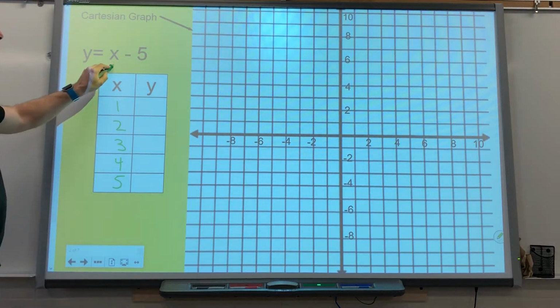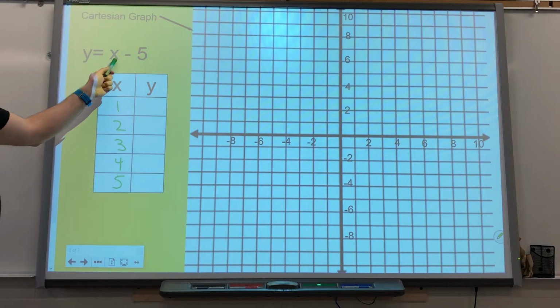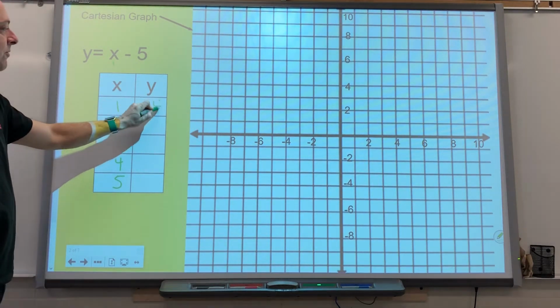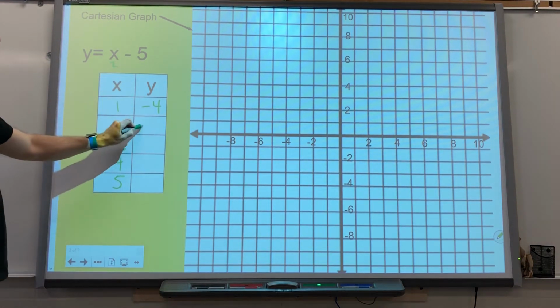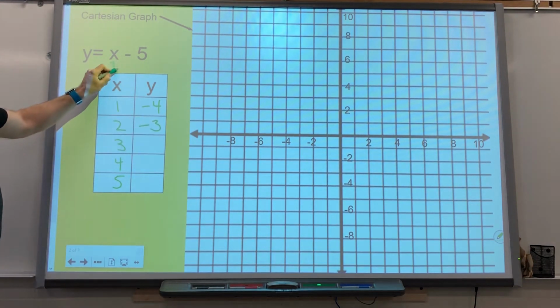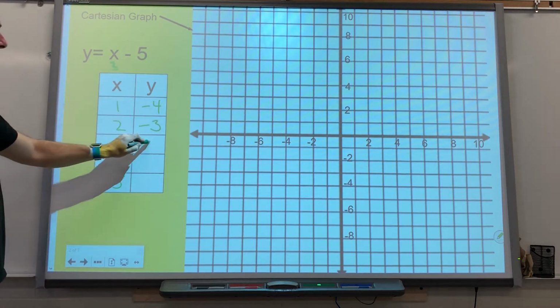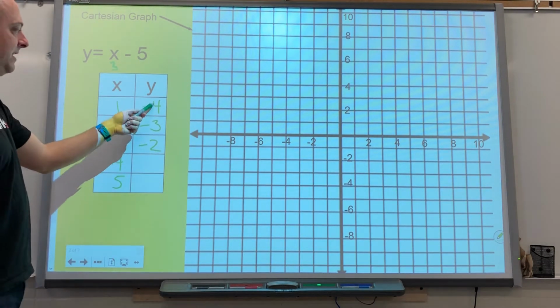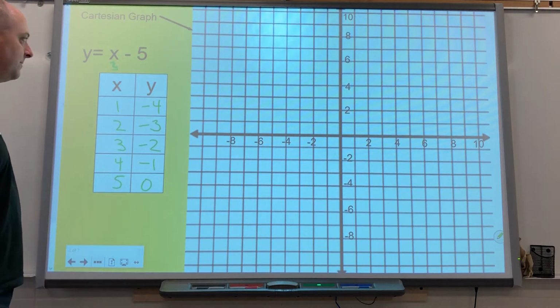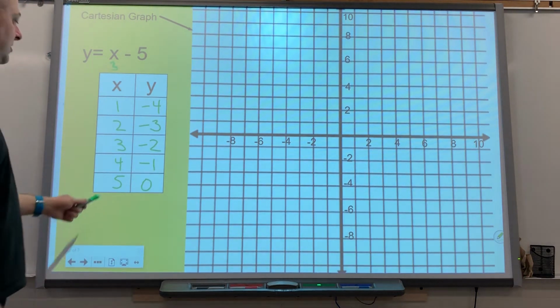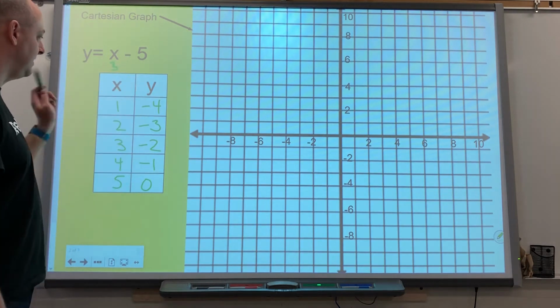So if we put the 1 in right here, first of all, when x is 1, 1 minus 5 gives us negative 4. Then we can put the 2 in here. 2 minus 5 is negative 3. Then we can put the 3 in here. 3 minus 5 is negative 2. We're starting to see a pattern. Negative 4, negative 3, negative 2. We can continue that, negative 1 and 0. And once in a while, you want to try and just make sure it works. 5 in here, 5 minus 5 is 0. Yes, it works. We're all good.